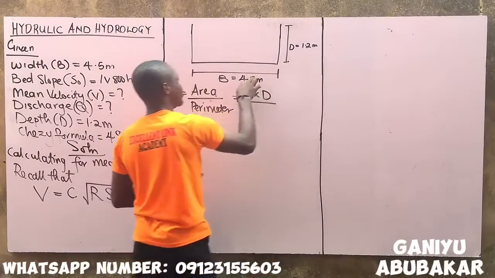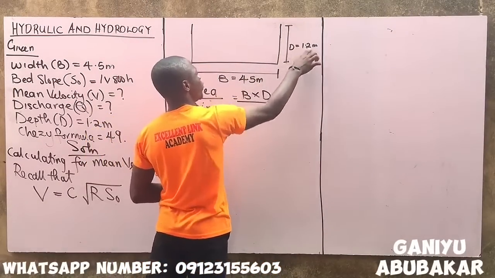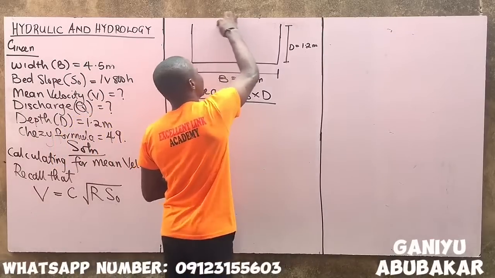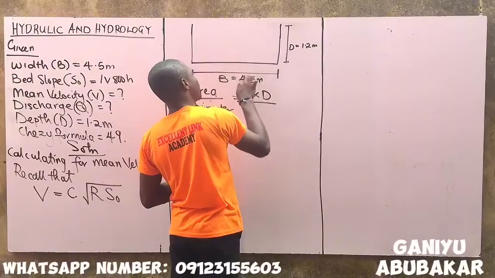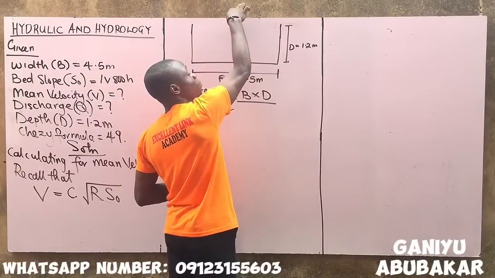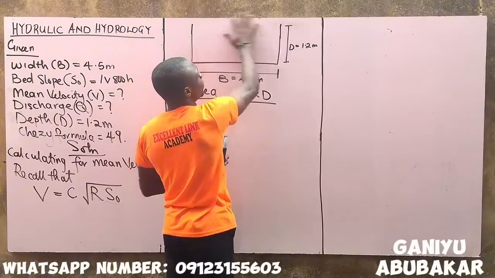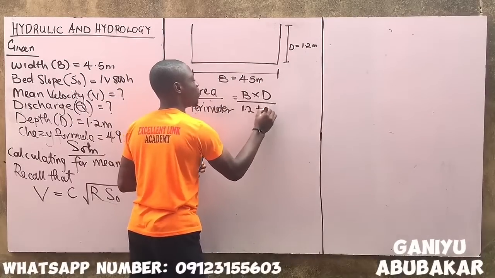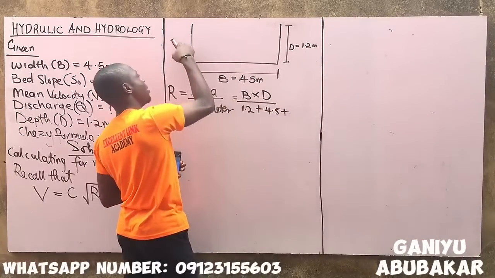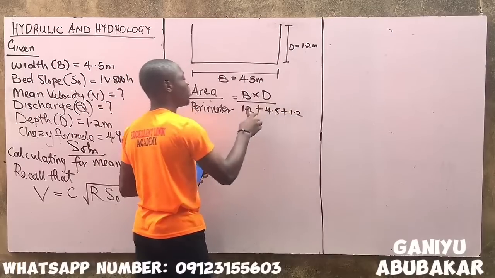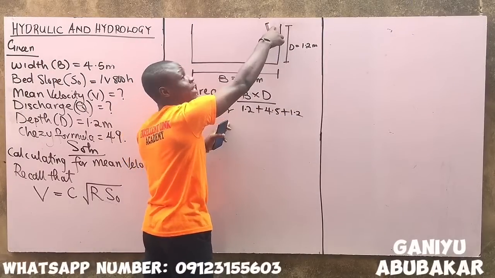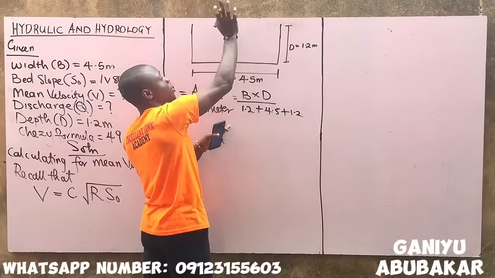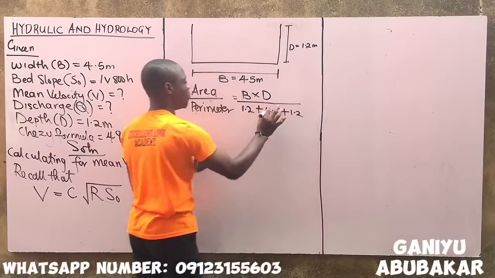So add this plus this. Observe that this to this is 1.2. Of course, here too it is 1.2. Observe that this one is not there. If it was there, I would add 4.5 and put 4.5 here. But in this case, it's not there. So I'll add 1.2 plus 4.5 plus 1.2. If this one here was not an open channel, I would include it, but we are told it's an open channel, so I will ignore this one. Instead of putting 4.5 here, I will ignore it. So I'll have something of this nature here.